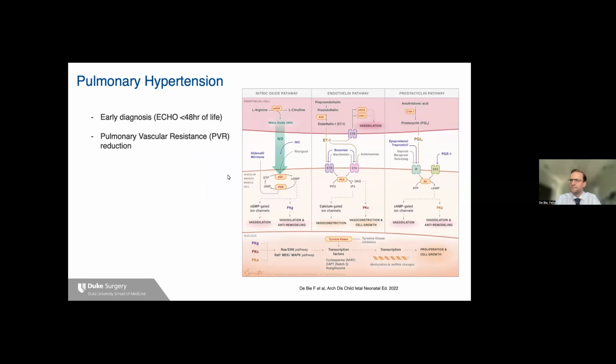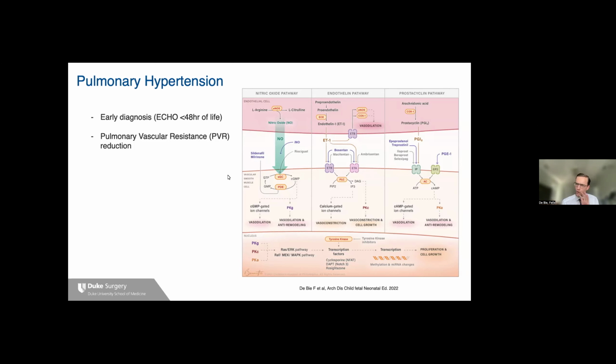Then, in terms of pulmonary hypertension, the key in management of pulmonary hypertension is an early diagnosis. Obtaining that echo in the first 48 hours of life is key. And then different strategies are available to reduce the pulmonary vascular resistance. On the right, you can see the three main pathways of pulmonary vascular agents. One is nitric oxide, endothelin in the middle, and then prostacyclin pathways. Those pathways act on the pulmonary smooth musculature.